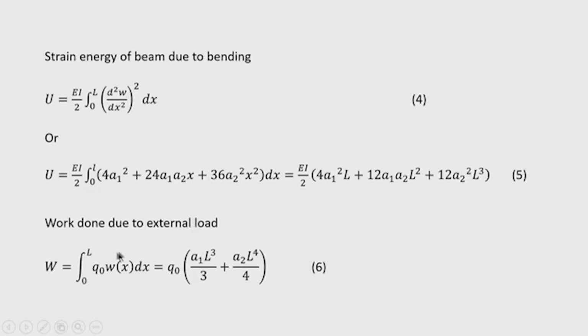Work done by the external load is simply Q naught, the uniformly distributed load, into W of x, because W is a function of x, the displacement, into dx integrated over the length of the beam. Then we get Q naught times a 1 L cube by 3 plus a 2 L to the power 4 divided by 4. So, this is the work done expression and this is the strain energy expression.